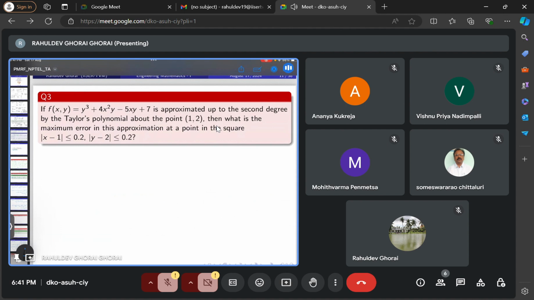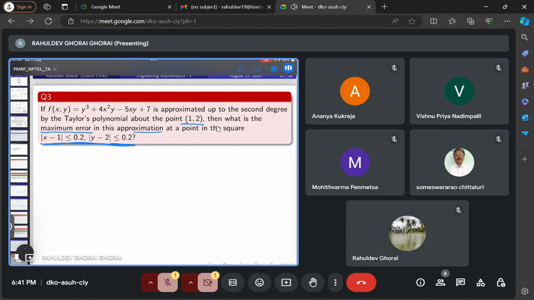Okay. So read the question properly. I'll give you 1 minute, and I will be reading here also. See, f of x y is equal to y cube plus 4x square y minus 5x y plus 7 is approximated up to second order by the Taylor's polynomial about 1 2. Then what is the maximum error in this approximation at a point in the neighborhood, in this square.